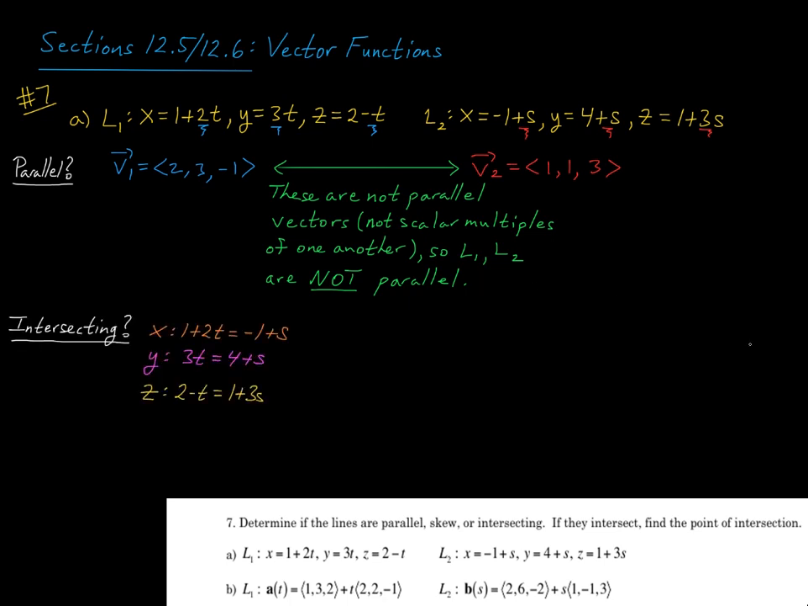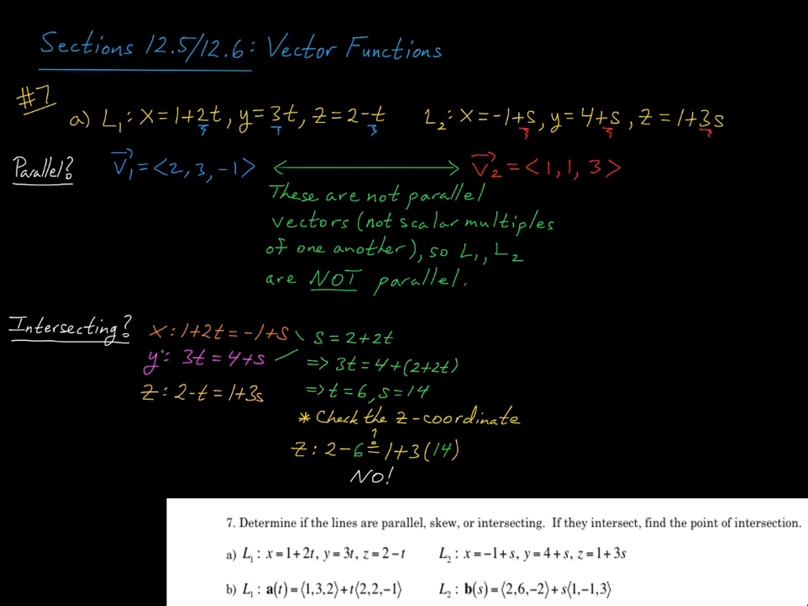All right, so then we can check whether or not the lines intersect. Well, if they intersect, there must be values of our parameters t and s, right, that give us equality for the x coordinates, the y coordinates, and the z coordinates. So in other words, we're looking for values of the parameters t and s that make all three of these equations true. Okay, so let's just look at the first two equations, right, the x and the y equations. And from the x equation, note that if I add 1 to both sides, I get that s is 2 plus 2t.